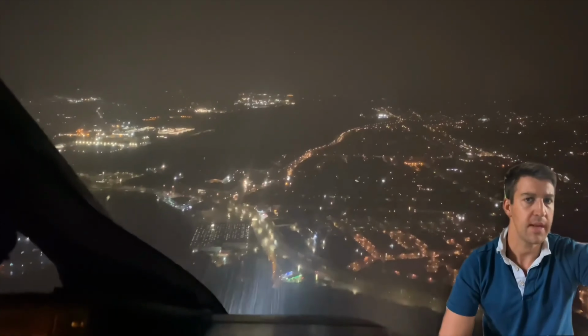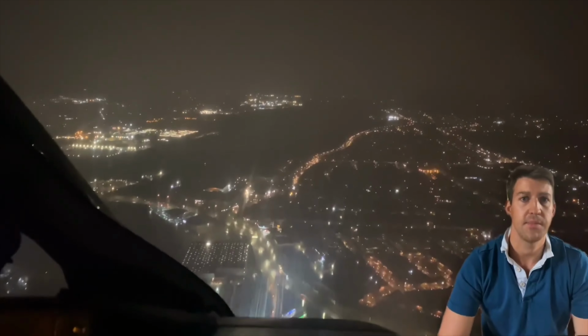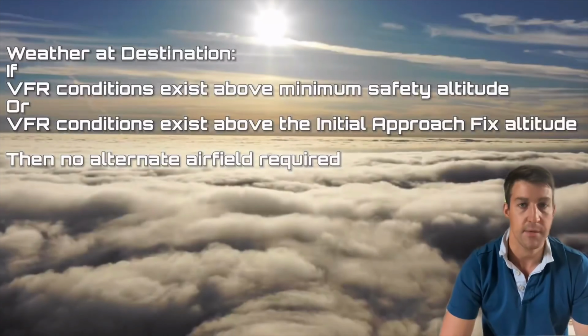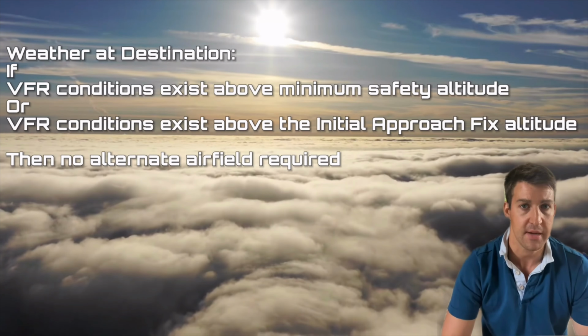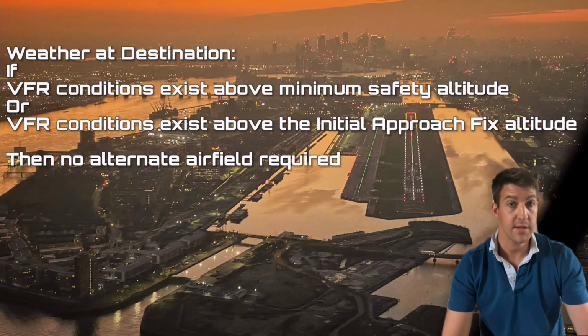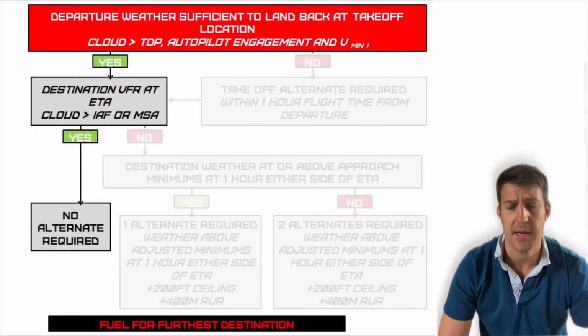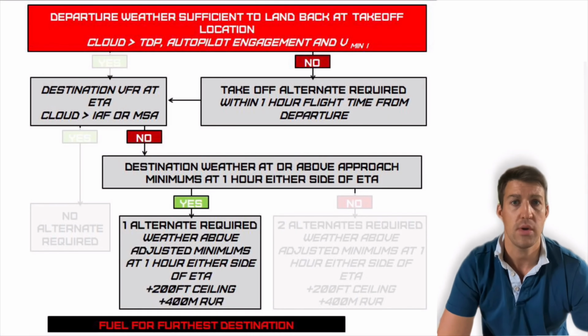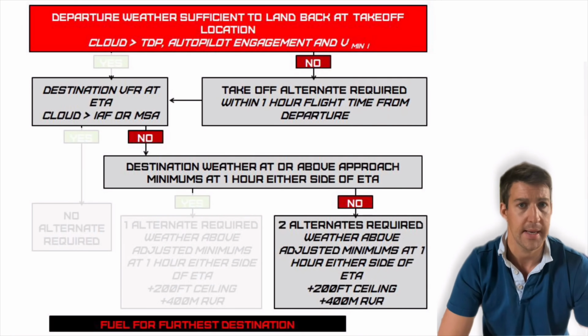Now, moving on, we need to look at the weather at our intended destination. Are VFR conditions forecast at the time of arrival, i.e. is the cloud ceiling above the initial approach fixed altitude and visibility greater than 800 meters? If the weather is good and it meets these criteria, then great. You don't need to have an alternate destination. However, if this isn't the case, then you need to have one or even two different alternate airports lined up.